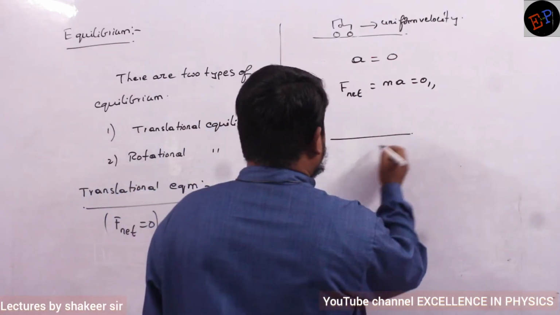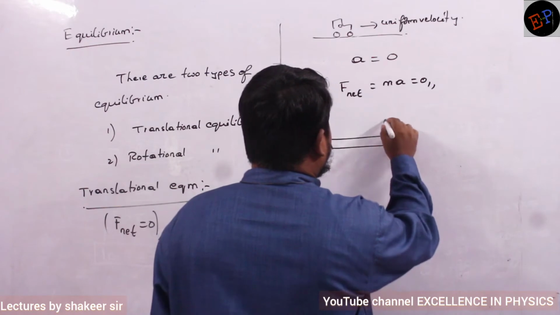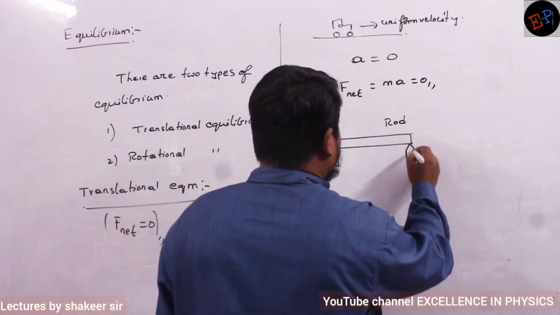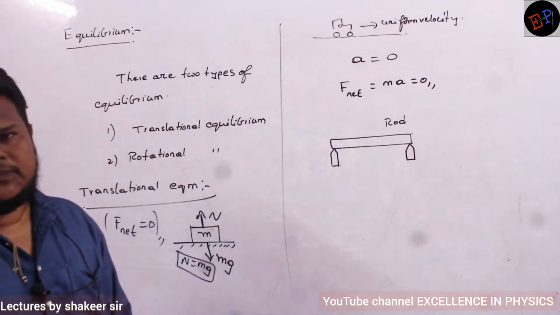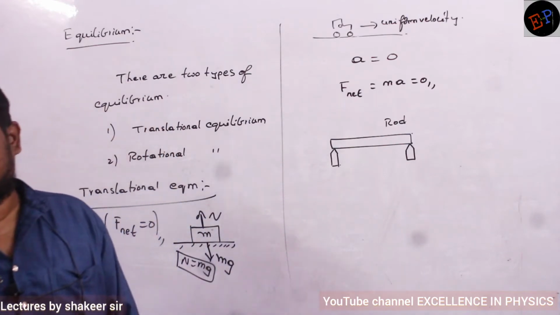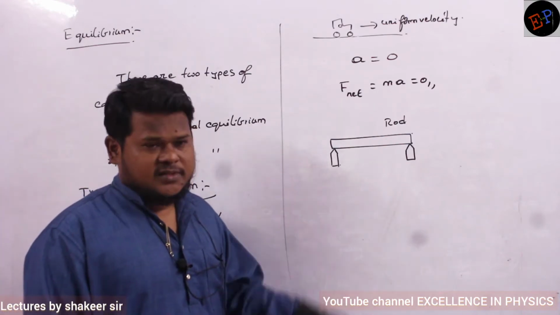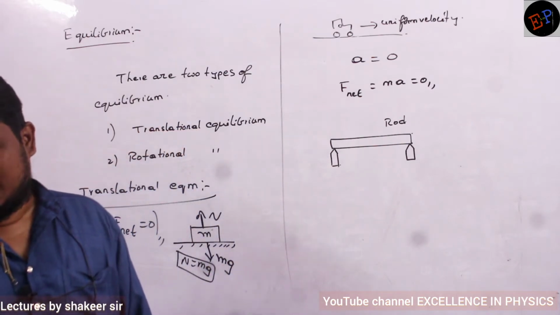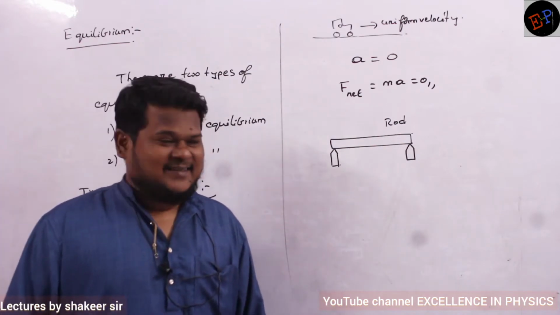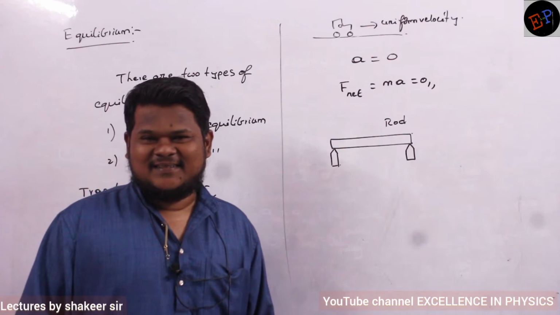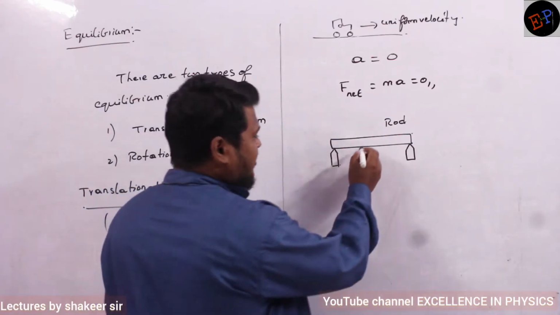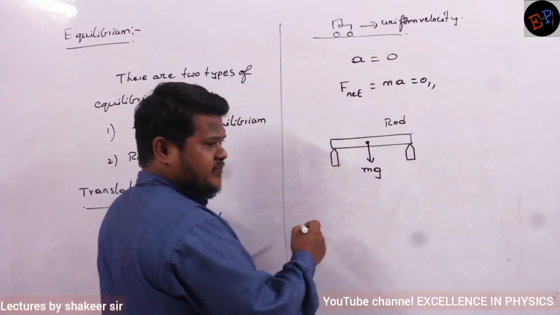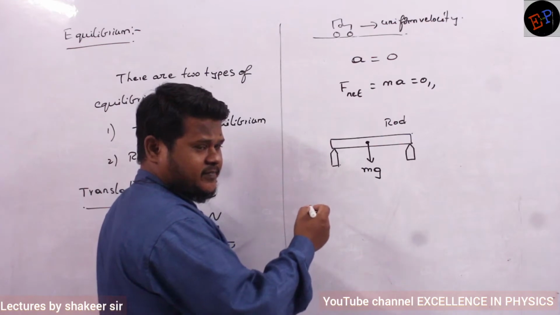Similarly, let us see, this is a uniform rod resting on two knife edges. Now is it in translational equilibrium or not? How can you say? Which forces are balanced? Weight of the body will be acting at its center of mass, no? So weight mg is balanced by which forces?